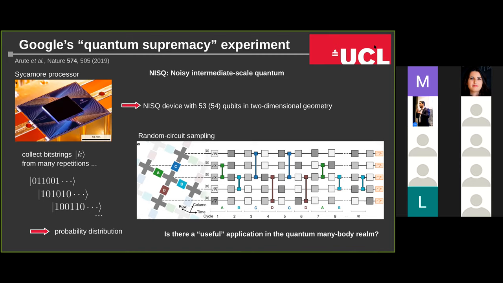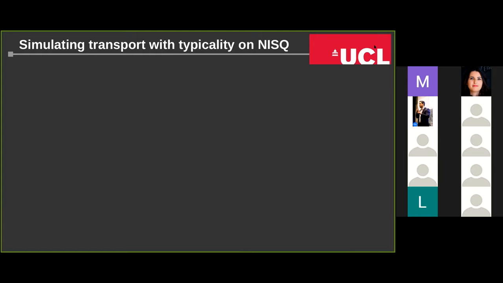But what I would argue here, or what we propose, is that these random circuits indeed have some direct application. And the direct application now shouldn't be too surprising for you anymore. It's just that we want to create random states and then use typicality to calculate all these correlation functions, for example, or study transport properties on these NISQ devices.